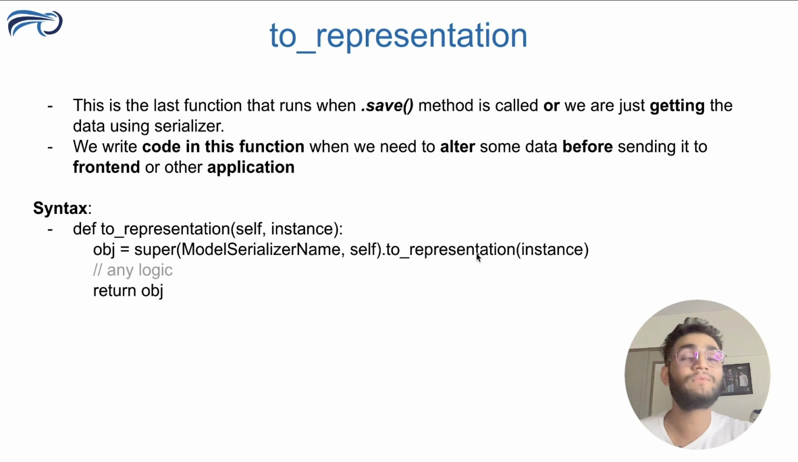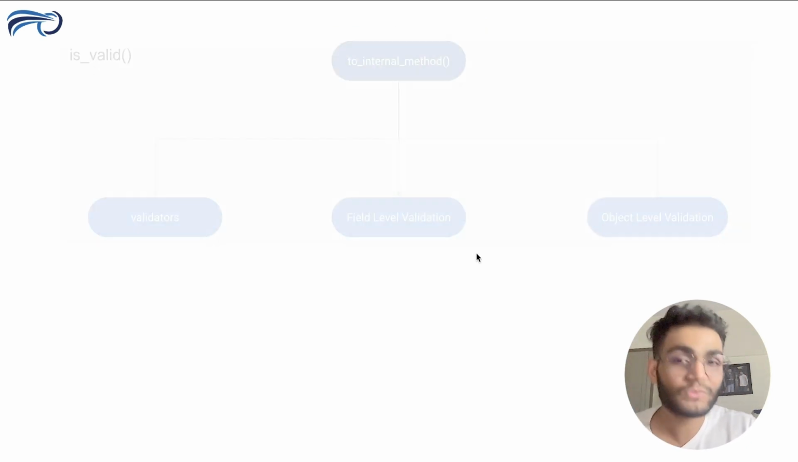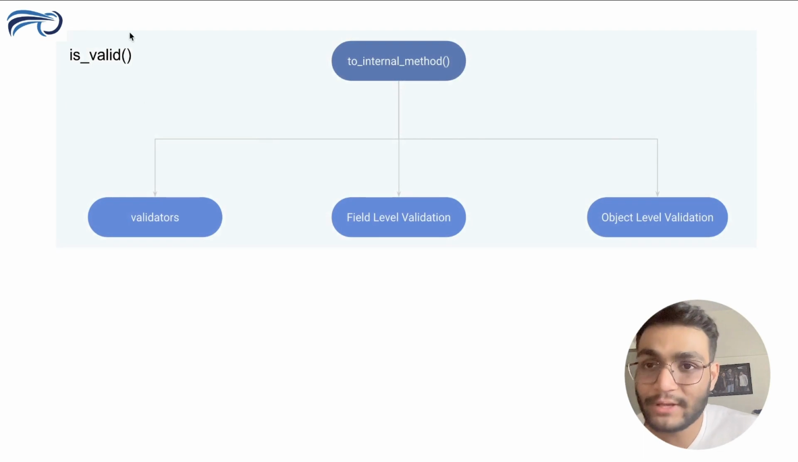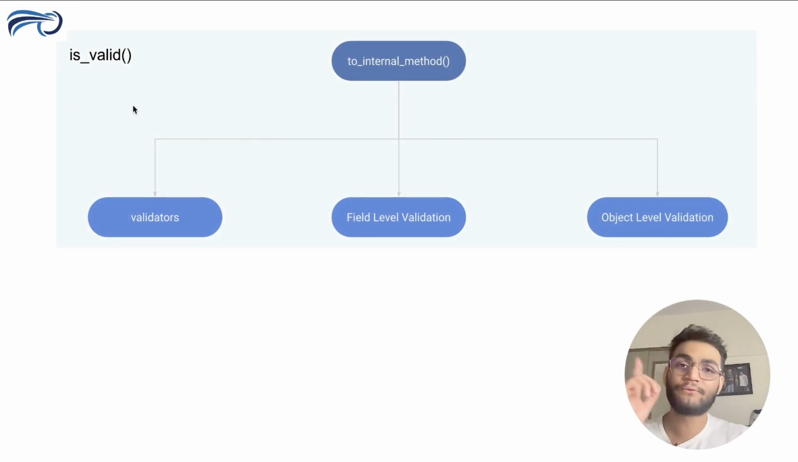So now let's understand them with the validation and the create and update methods in the flow diagram. Whenever the is_valid method is called, the first function invoked is the to_internal_value method. After that, whatever validations you have applied will run in the order that you have written them.